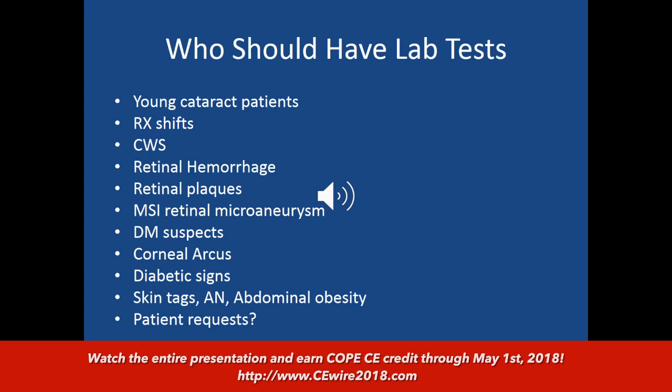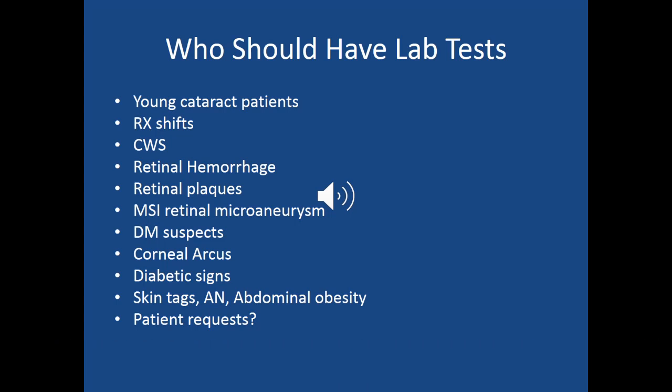And especially with all the pressures that we're under with our profession, with online exams making believe and saying that they're a comprehensive eye exam, we want to be able to provide more comprehensive services to our patients. So let's take a look at who should have these lab tests.